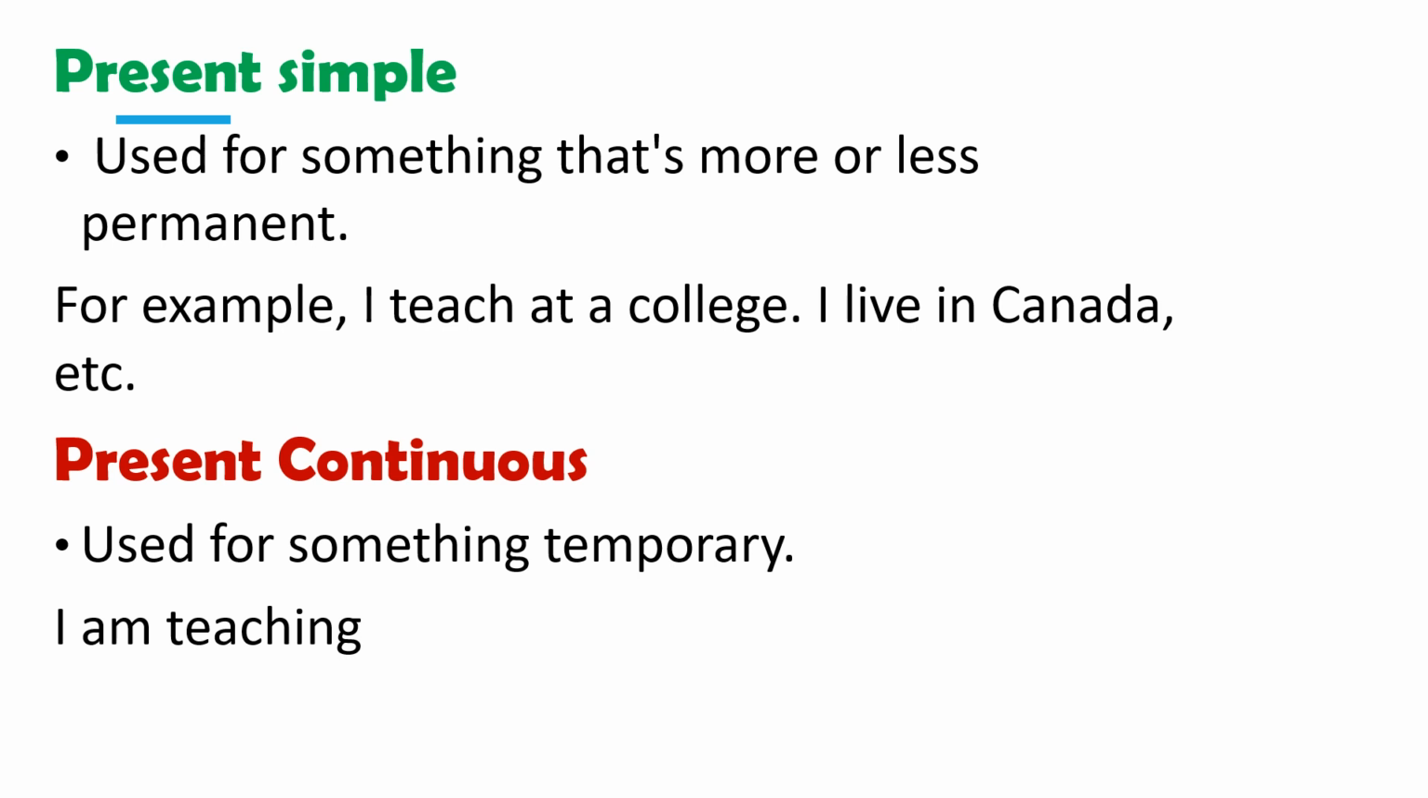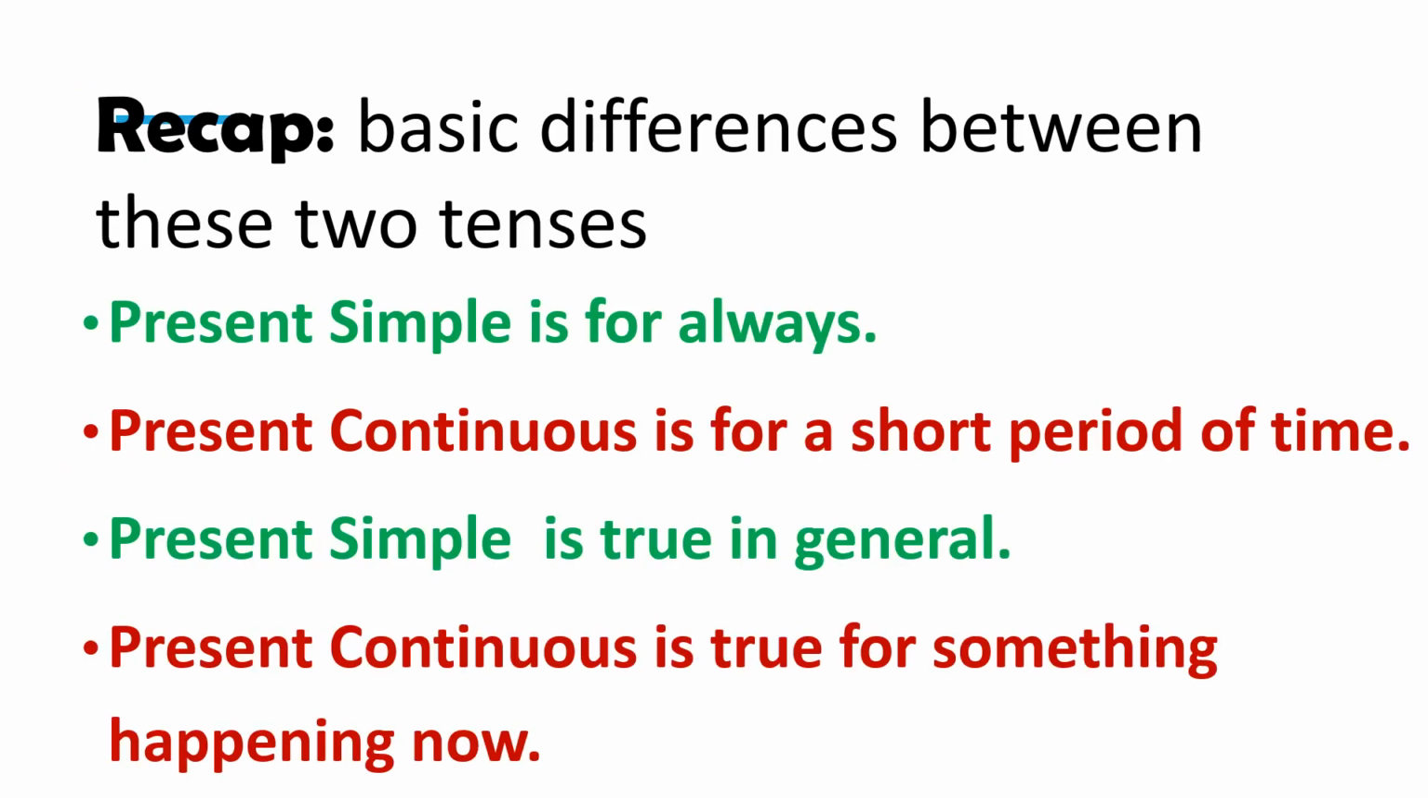But if I'm doing something right now and I will not be doing that thing after some time, I would use present continuous tense for that kind of activity. I would say I'm teaching right now. So, present continuous tense can be used for something temporary. Temporary means only for a short period of time.